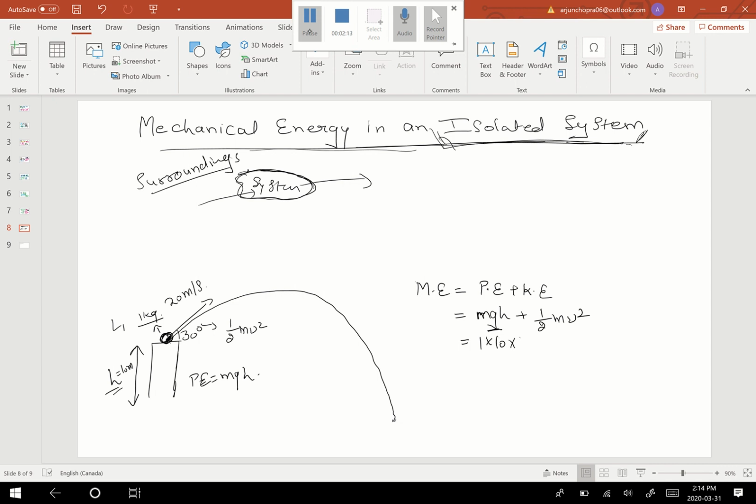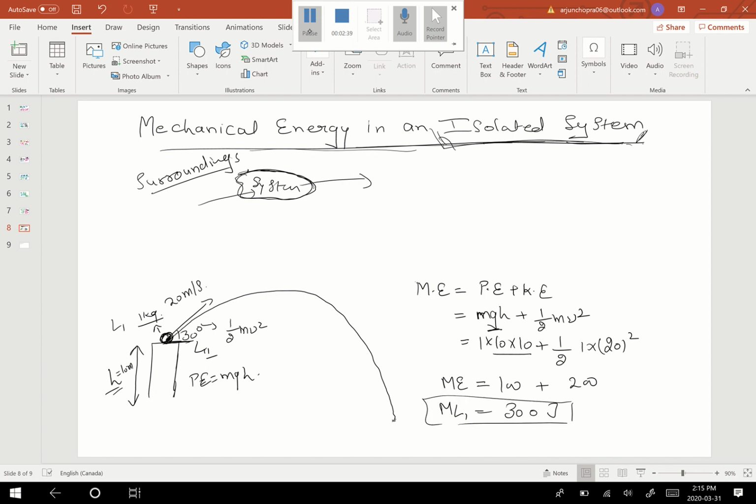So this times 10 plus half times 1 times 20 square. 20 square is 400. 400 divided by 2 is 200. This is 10 times 10 is 100. So the mechanical energy in the system comes out to be 300. So this is the mechanical energy at location 1. At location 1, the mechanical energy is 300 joules.